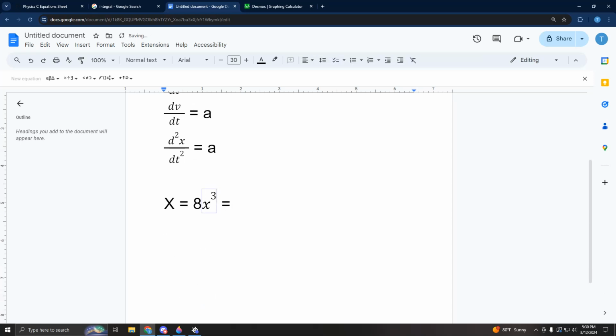So you take the derivative once, which makes it 24x squared, and then you take it again, which makes it 48x. This would be time, right, because you take it with respect to time. And so you're given a position with respect to time. You take the derivative once, and then you take the derivative again. So then this right here is acceleration. And so that's useful, switching between position, velocity, and acceleration.